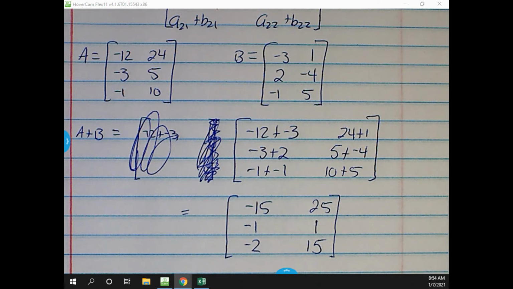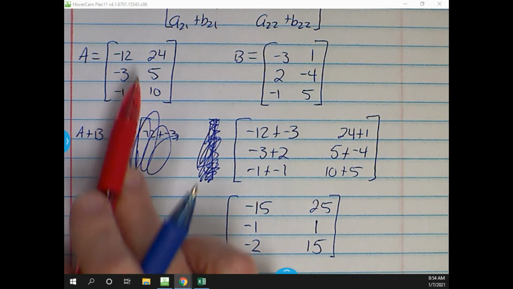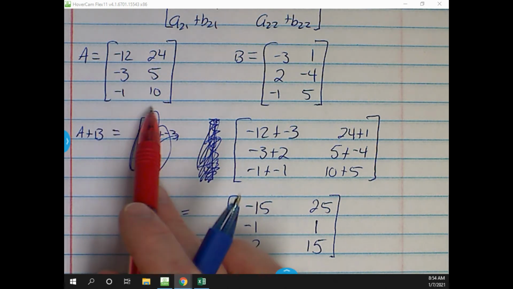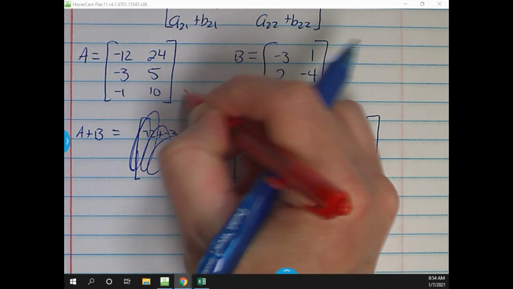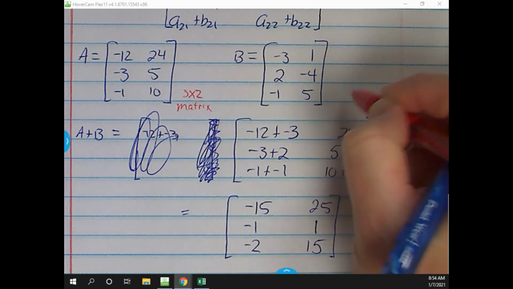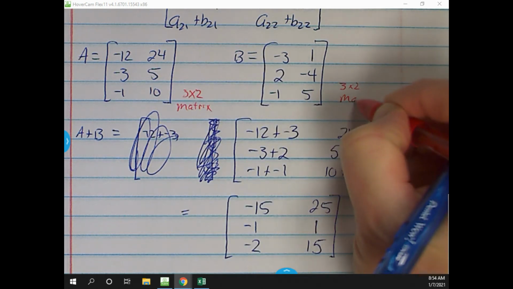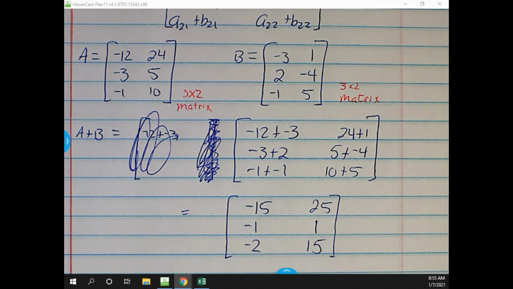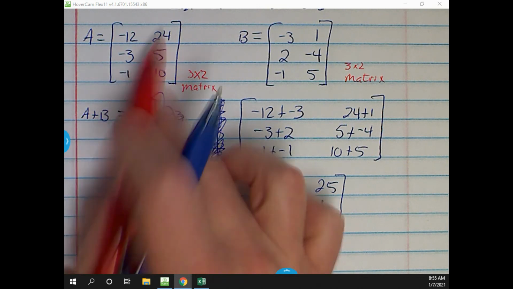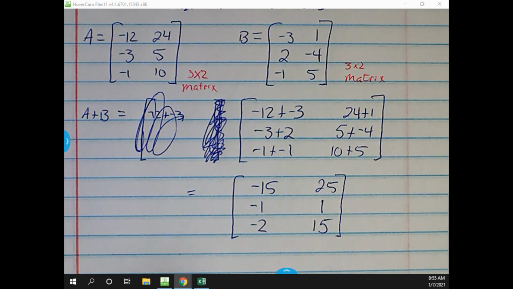So if you were to count this one, you've got 3 rows and 2 columns. This would be a 3 by 2 matrix. Same thing with this one. It's a 3 by 2 matrix. Just like when we do the locations, we do the rows first and columns second. If you're describing a matrix, you do the same thing. You tell me how many rows you have first, and then how many columns you have second. So when you're describing these, it's always rows first and columns second.